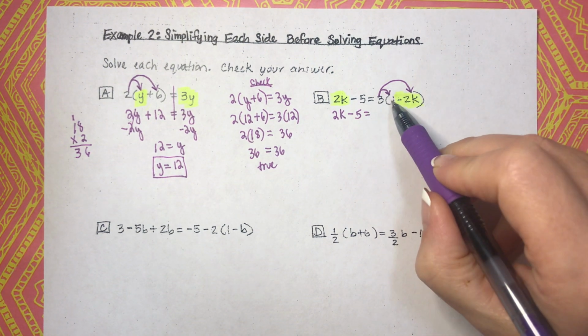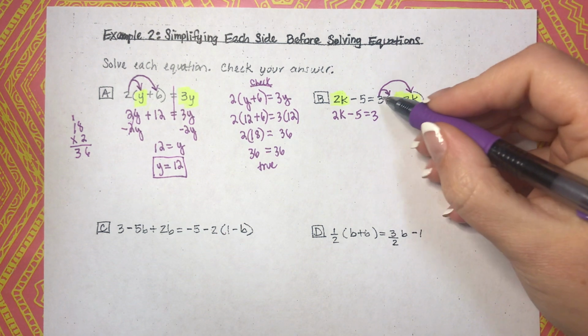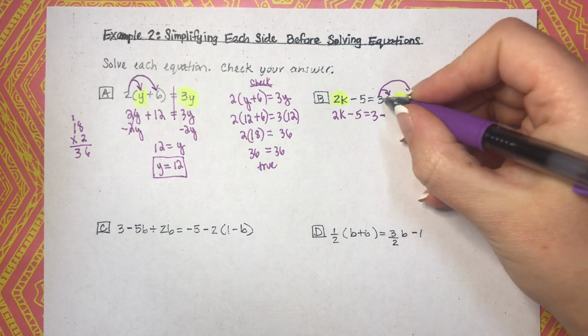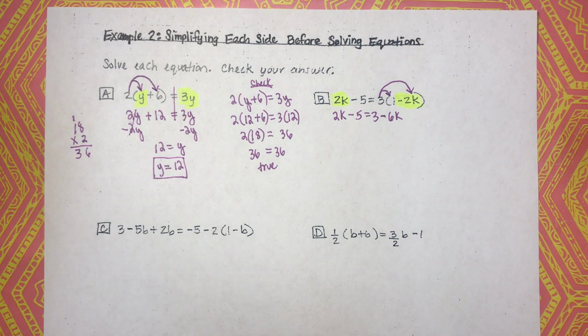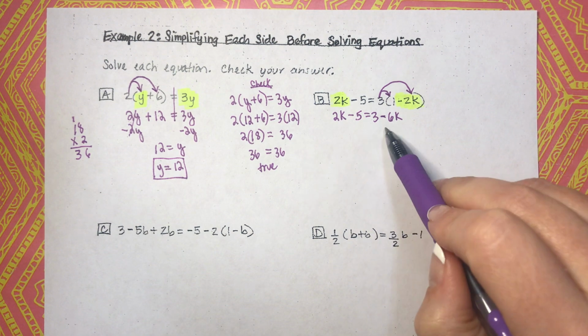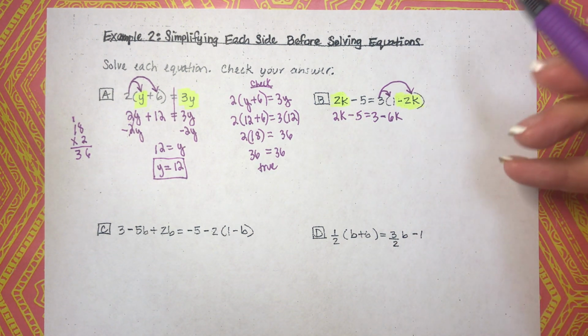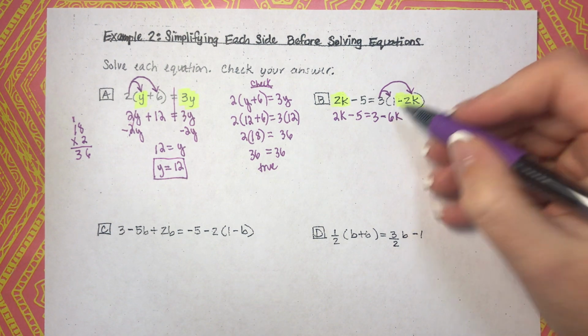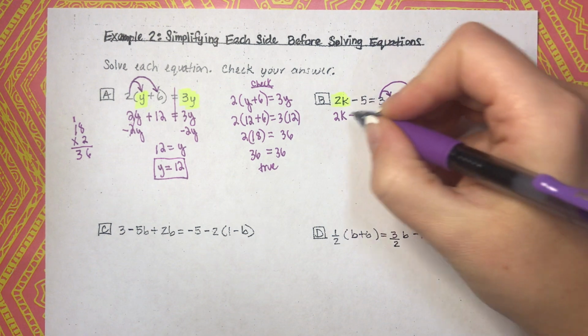And we're going to distribute. 3 times 1 is 3. 3 times a negative 2k is positive times a negative is a negative. 3 times 2 is 6, and then there's just a k. All right, cool. So now we have variables on both sides. We're going to move the smaller. Between 2k and negative 6k, which one is smaller? The negative number is smaller. So we're going to do the opposite, which would be to add 6k to both sides.